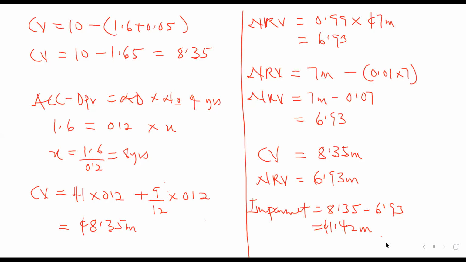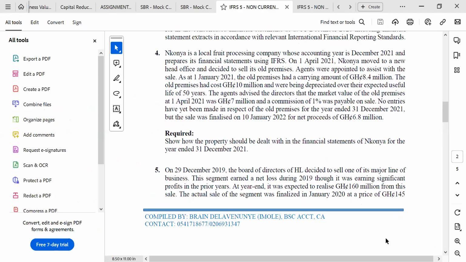No entries have yet been made in respect of the old premises for the year ended this and this. So what will happen? We did recognize the what? The 8.35 from the PPE. Then we now classify the asset as held for sale at the 6.93 under current assets. But they are saying something over here. No entries have yet been made in respect of the old premises for the year ended 31 December 2021.